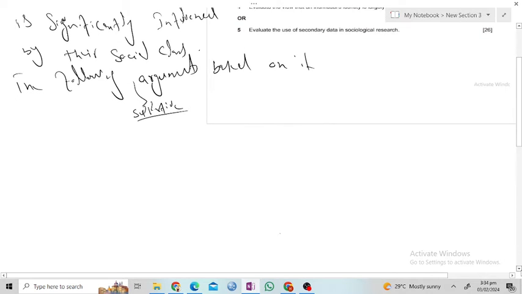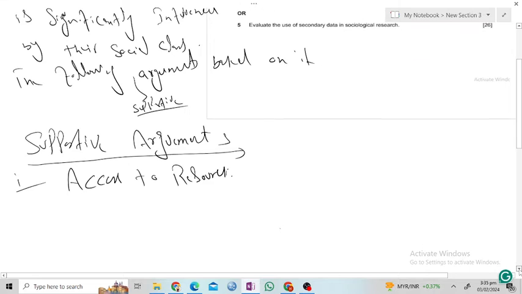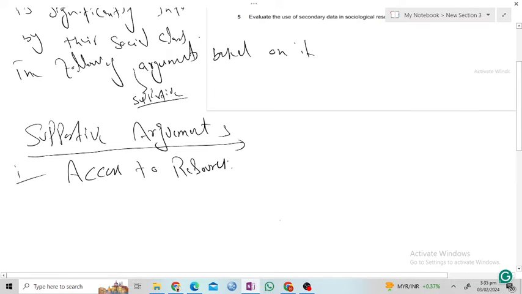Now let's attempt the question, because that was just the simple starting lines. Now you might give a supportive heading. It's totally your choice. Supportive arguments, number one: access to resources. Social class often determines access to resources. Now I give the heading, then I'll give an introduction in a few lines, then an example, and then I will conclude the heading.